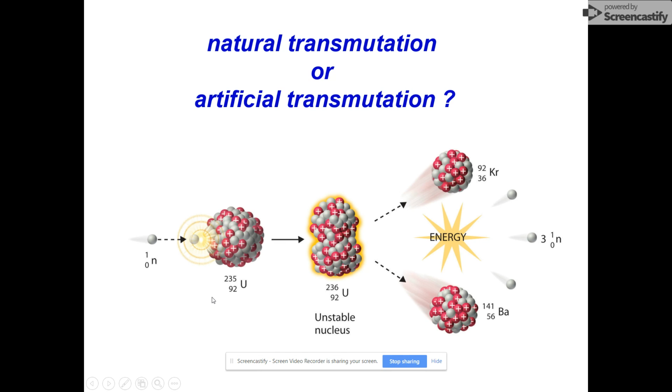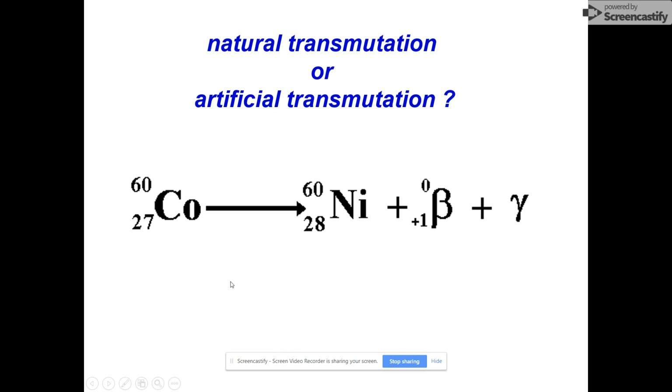Okay, natural or artificial? Here we've got a neutron being slammed into this uranium, and then that forms this unstable nucleus, which breaks apart into some smaller nuclei. This one is artificial because humans are slamming neutrons into the uranium. Natural or artificial? This one has a lot of products. This one is natural. This cobalt is naturally unstable. It decays and it emits a positron and a gamma particle, or emits some gamma radiation.